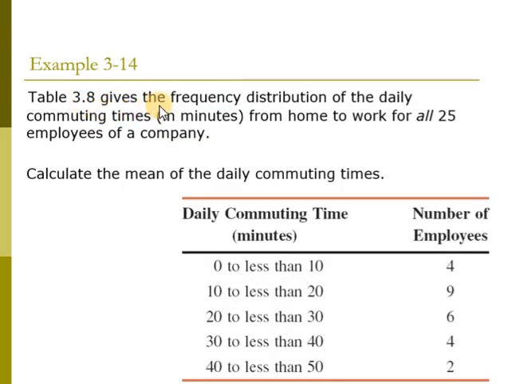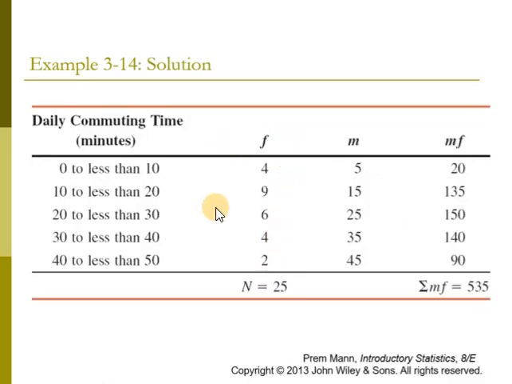Table 3.8 gave the frequency distribution of the daily commuting times in minutes from home to work for all 25 employees of a company. Calculate the mean of the daily commuting times. Since this is the data for all employees, we will use the formula for the population. Given here is the daily commuting time in minutes: 0 to less than 10, 10 to less than 20, and the rest. The second column shows the number of employees for each class. This is also known as the frequency.